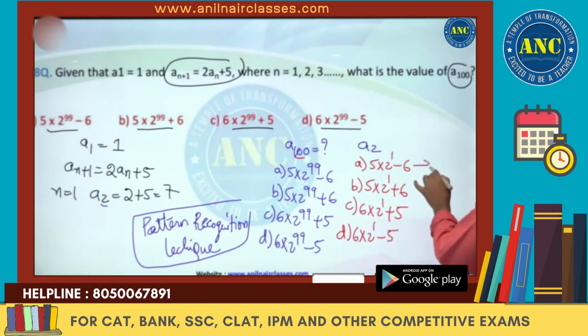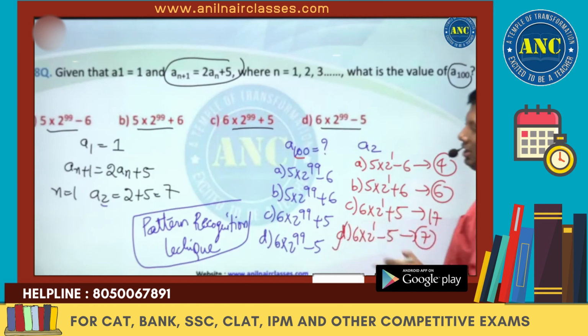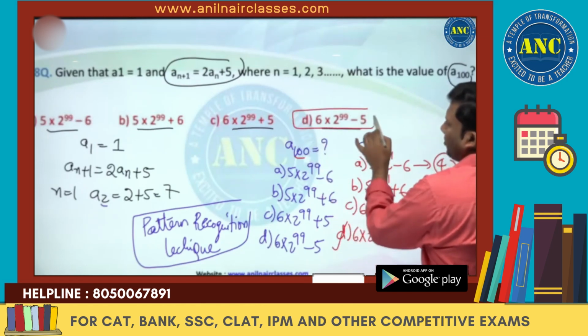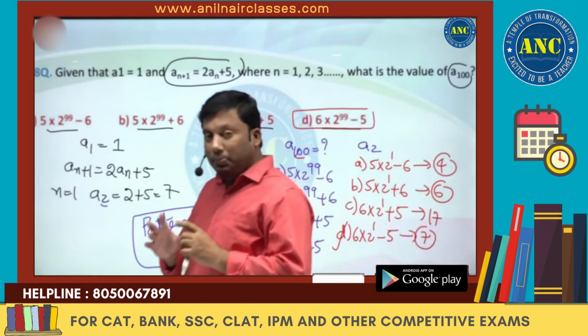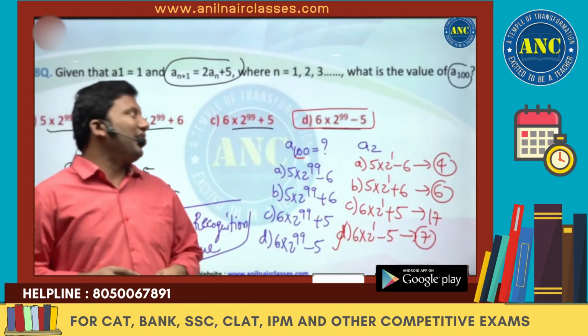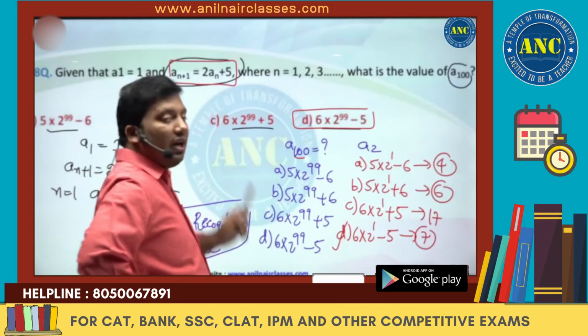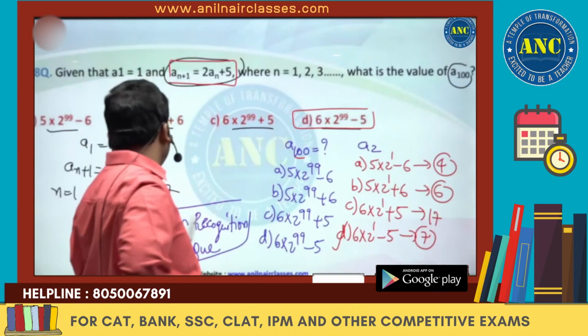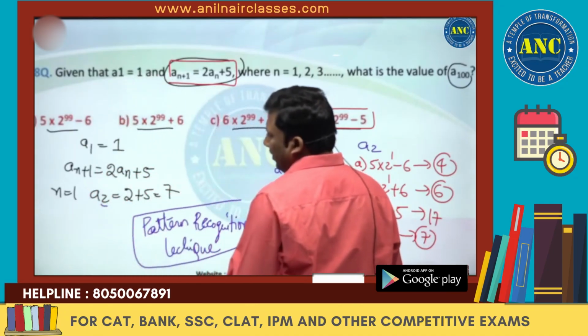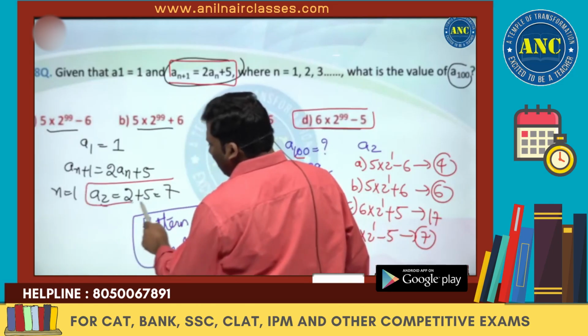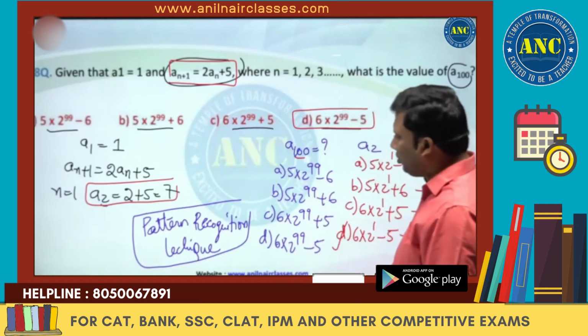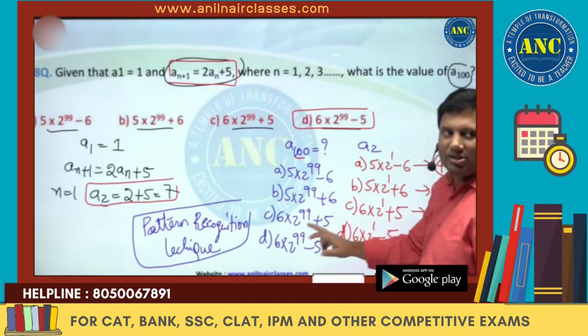I need to get 7. 10 minus 6, 4. 10 plus 6, 16. 12 plus 5, 17. 12 minus 5, 7. 7 I am getting for the option D. So answer for this question is option D. Just pure observation of the question, you will get the answer. So here it is, a(n+1) equivalent to 2a(n) plus 5. I substituted n value, 2a1 plus 5. a2 is equivalent to 7. So if it is 100, powers are 99.